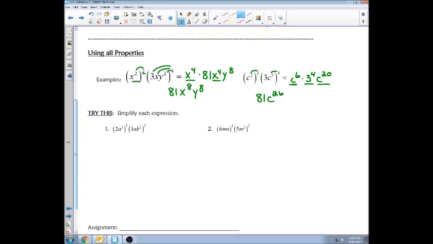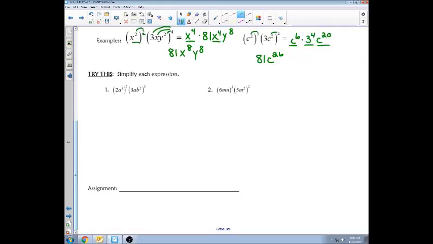Finally, the last two. Let's go ahead and just do those together. I'm going to have 2 raised to the 5th, a raised to the 3rd raised to the 5th, so that will be a raised to the 15th. I have 3 raised to the 3rd, which I'll just leave as 3 raised to the 3rd for now. A raised to the 3rd, and b squared raised to the 3rd. Well, b squared raised to the 3rd will be b to the 6th. 2 raised to the 5th power is 32.